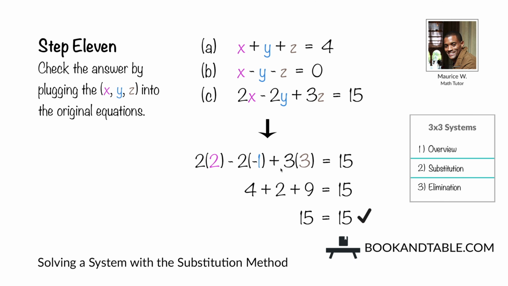In equation C, we get 2 times 2, which is 4. -2 times -1 is positive 2. And 3 times 3 is 9, giving us 4 plus 2, which is 6. 6 plus 9 is 15. So the true statement, 15 is equal to 15, confirms that these are the correct values for x, y, and z. So the solution to the system is the point where x is 2, y is -1, and z is equal to 3.